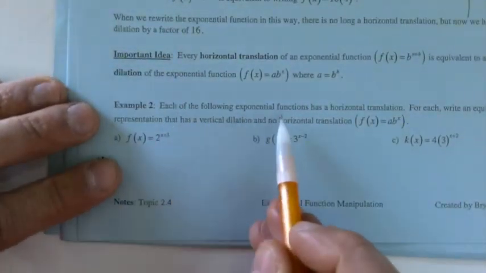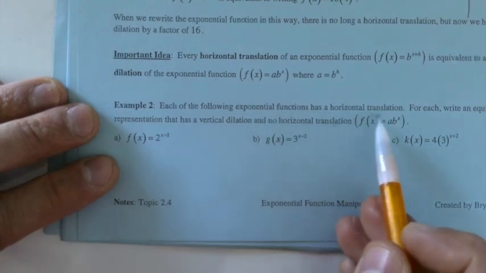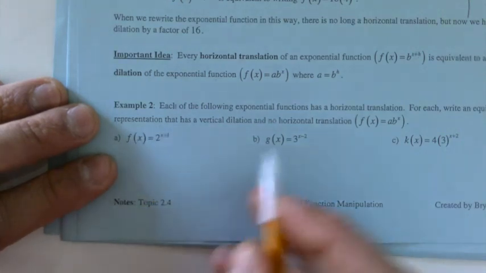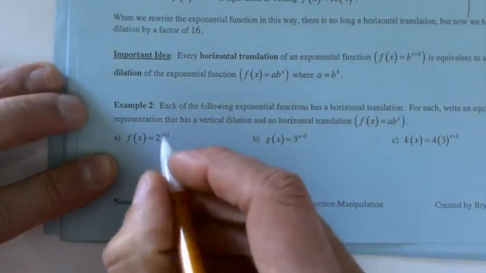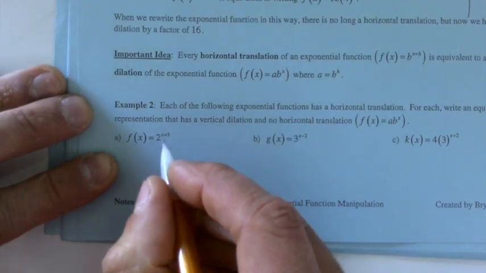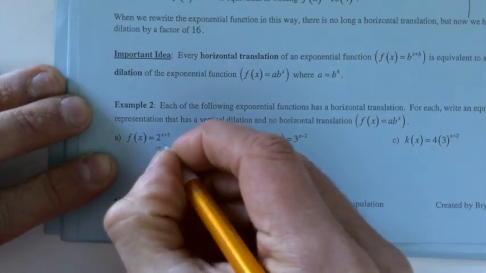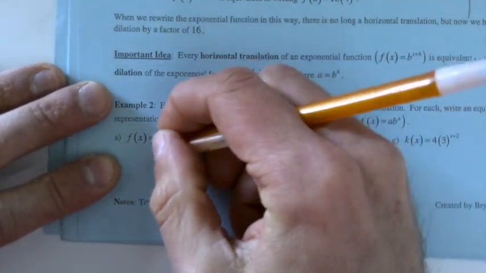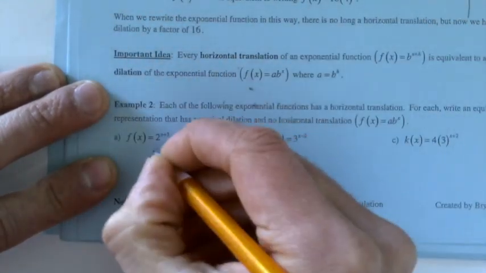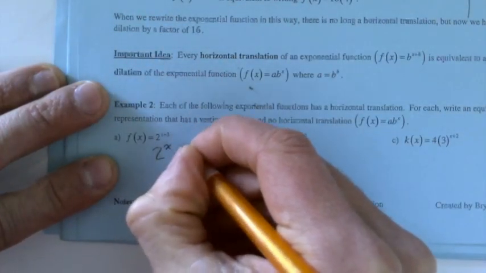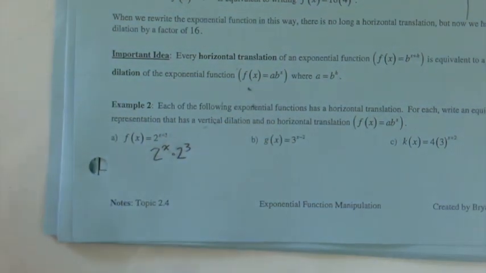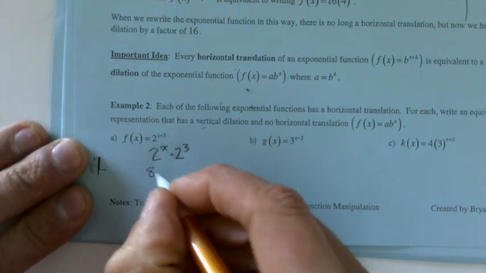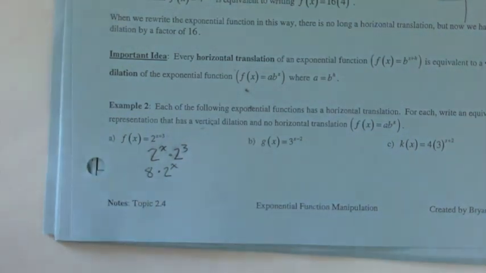Let's look at example 2. Each of the following exponential functions has a horizontal translation. We want to write the equivalent representation that has a vertical dilation and no horizontal. So, in this case, right now the horizontal, this one shifts left 3. But if I rewrite that, this is the same as 2 to the x times 2 to the third. Now, I did that using the rules that we have. I'll rewrite now 2 to the third as 8 times 2 to the x power.